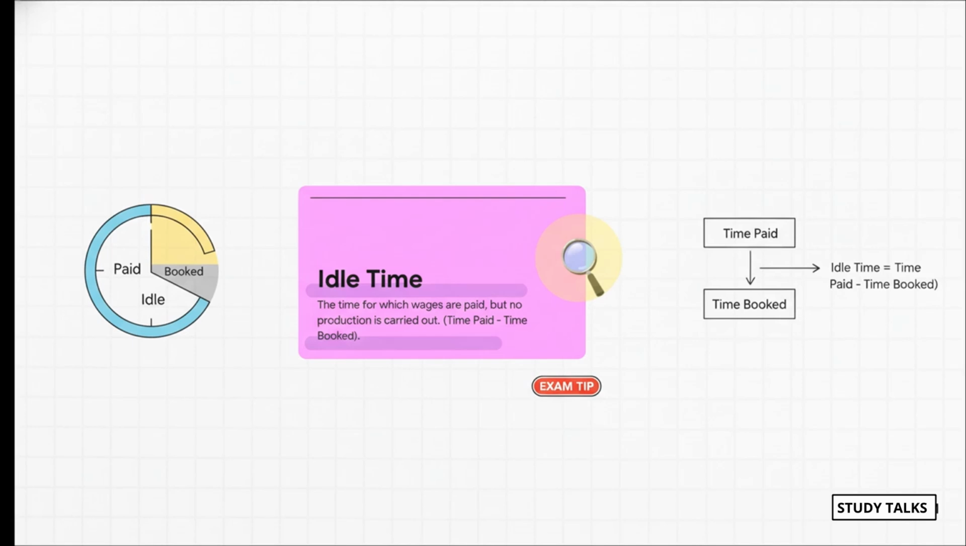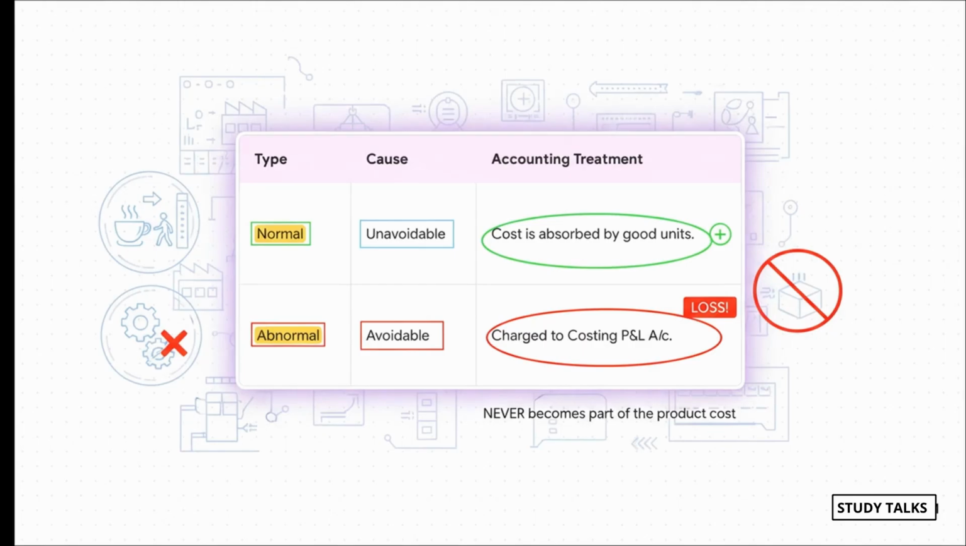You pay an employee for 8 hours because they were at the factory, that's time paid. But they only spent 7 hours working on actual jobs, that's time booked. That 1 hour gap, that's your idle time. Now this slide is everything. This is where the marks are. Not all idle time is the same.